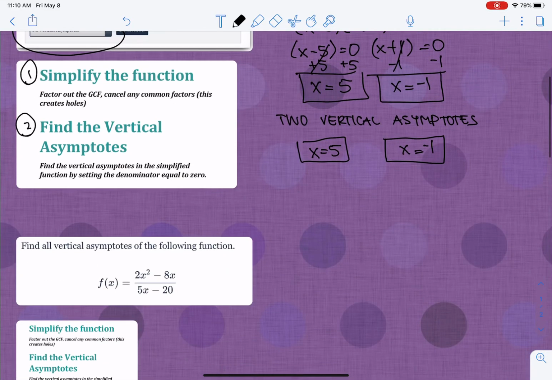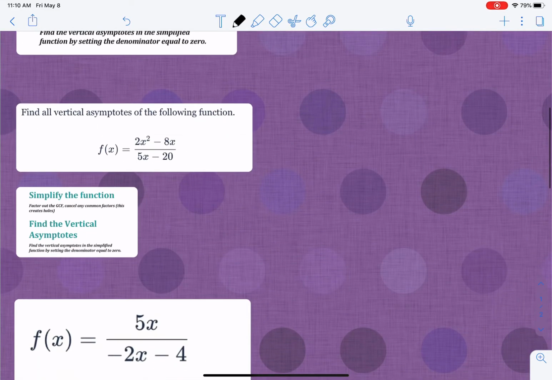Okay, so let's get another example here. So step 1, we're going to simplify the function, and then we're going to find the vertical asymptotes by setting the denominator equal to 0 on the simplified function. Okay, so this is step 1, which is simplifying. Well, here I'm going to factor out the GCF, the greatest common factor, which is 2 and x. So then here, if I factor out a 2, I'm left with a 1, which I'm just not going to write. And then I have x squared, and I factor out an x, I just have 1x left over.